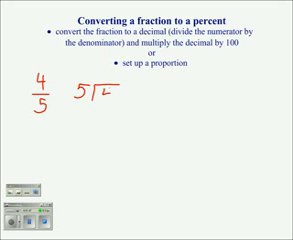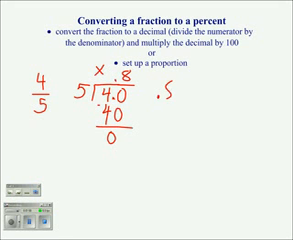Again, we can do 5 into 4. We know we can't do it, so we add our decimal and 0. 5 fits into 40 8 times. We have a remainder of 0. And then we simply multiply 8/10 by 100, and we get 80%. So that's the first way.